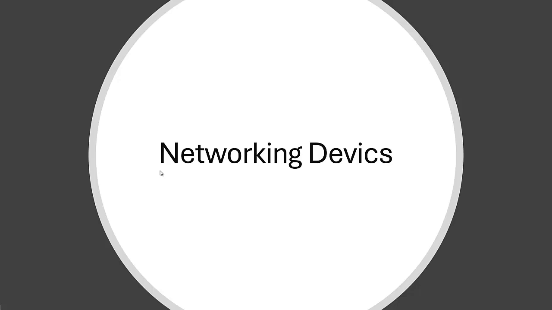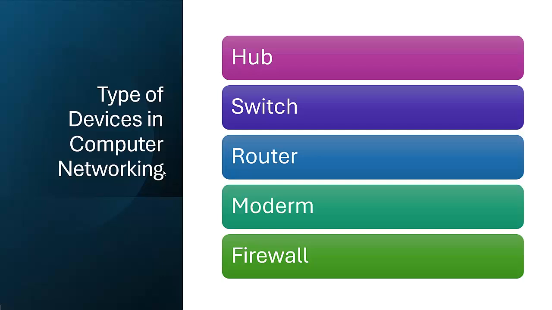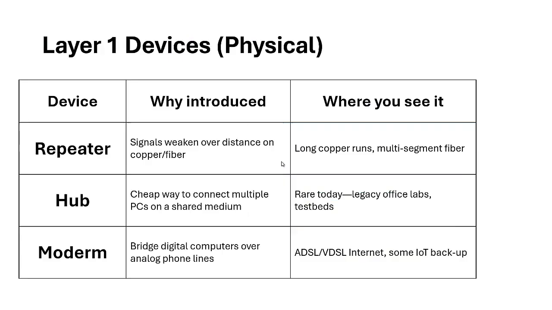Because computers are connected via media, and media is connected by the devices by which we transfer the data. So we have different types of devices. We have a hub, we have a switch, we have a router, we have a modem, and we have a firewall. Each and every topic we're going to discuss in detail. First we're going to discuss the repeater. Now what is a repeater? A repeater is a device which is used to amplify the signal.